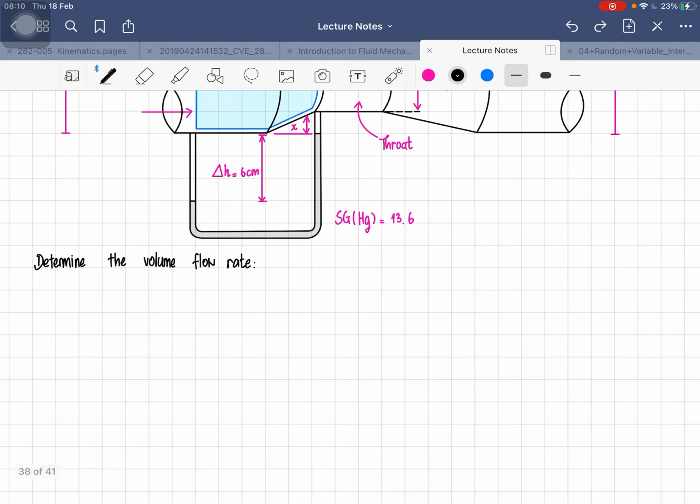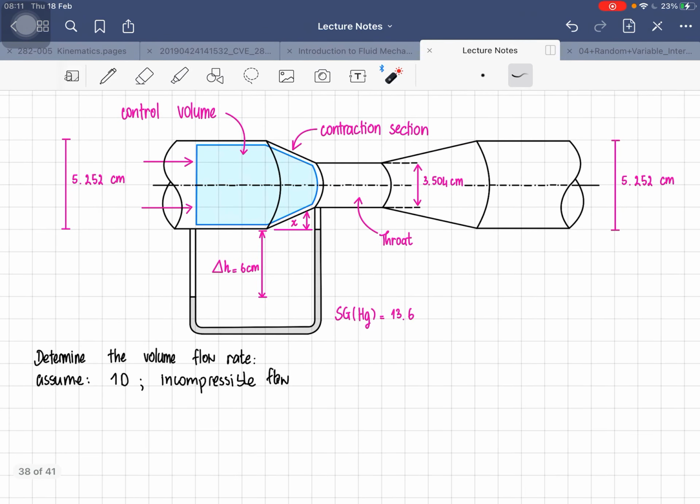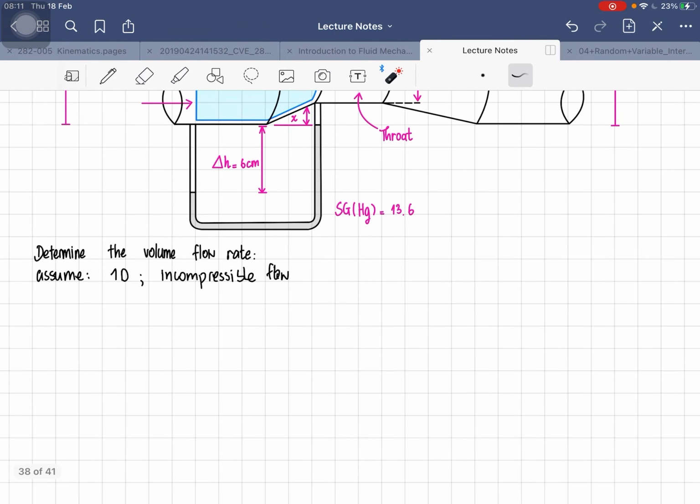Okay, so let's assume that it's one dimension and an incompressible flow. If it's a compressible flow, there are a lot of conditions we have to consider, and at this level it's hard to work with compressible flow. So that's why we assume incompressible flow and one dimension. Okay, after this, we know that the normal equation that we have is this one, right?